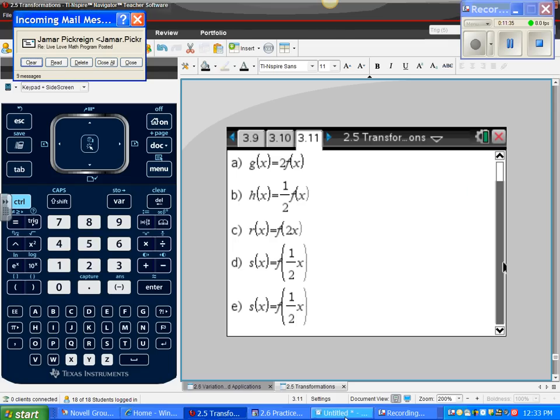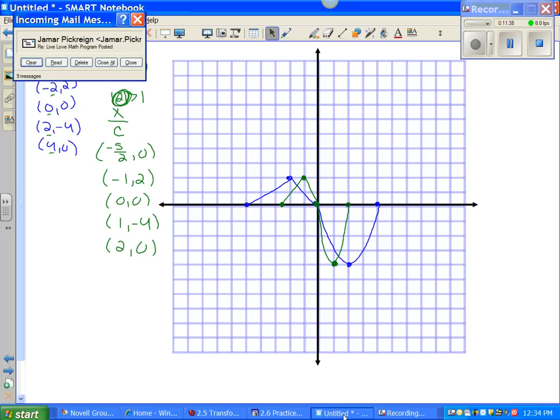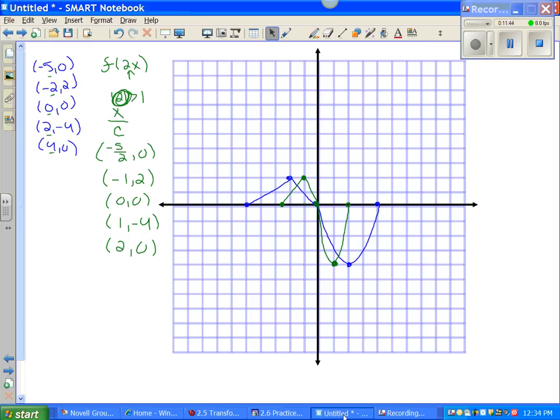Okay, so the next one is multiplying by 1/2. So this is going to be a stretch, and this time we're going to multiply my x value by 2. So negative 10, 0, negative 4, 2, 0, 0, 4, negative 4, and 8, 0.